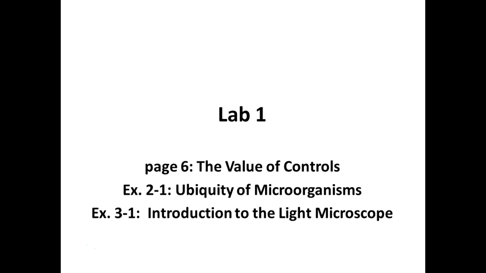So lab 1, we're going to talk about some materials that are found on page 6 in your lab manual, which is the value of controls in experiments. And then we're going to go over what we just did, which was ubiquity of microorganisms. And then we're going to introduce the light microscope, which you should already be familiar with, right? We're going to go into maybe a little bit more detail than you have in your previous classes as it regards to the microscope, because as you can imagine, it's a very integral part of this course. And you will actually have your very own microscope that you will use.